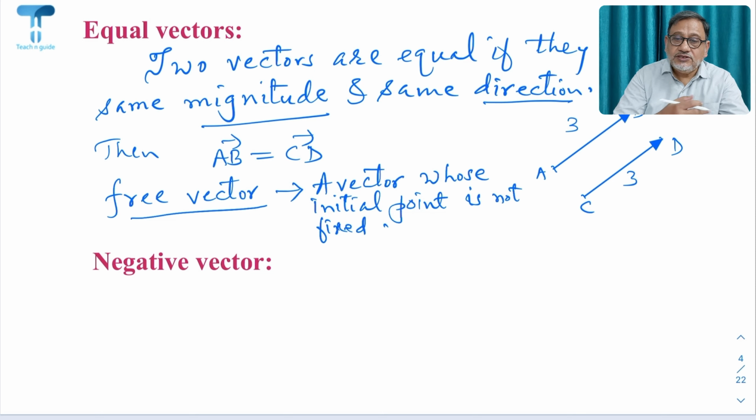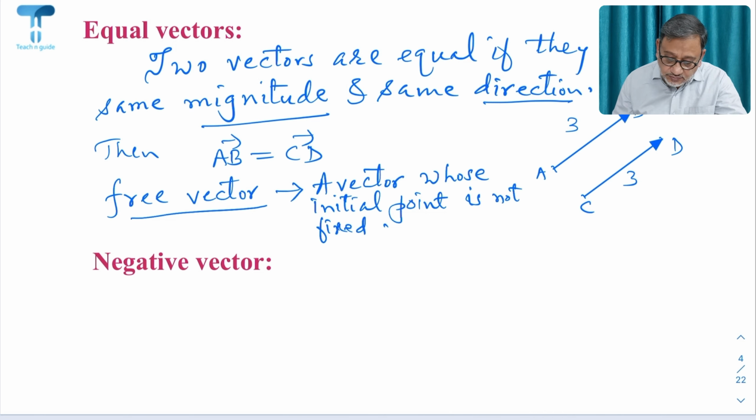Then there can be localized vectors also. A localized vector is one where the initial point is fixed. For example, a force. If you pull a car by a rope, then the point where it is tied to the car is the initial point, and the force applied in that direction will be that vector. So that cannot be a free vector, isn't it? You have to tie up the rope somewhere to the car. So such a vector is not a free vector.